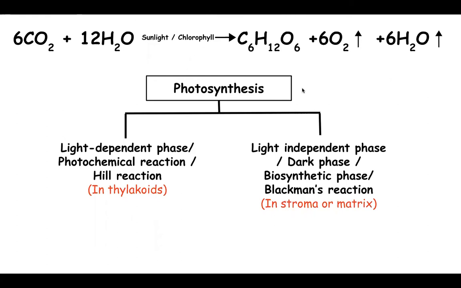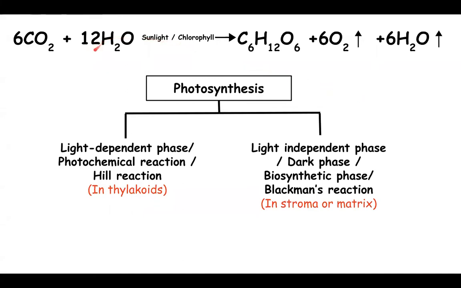sunlight. So if you have to represent it in the equation form, it is written like this: 6 moles of carbon dioxide combined with 12 moles of water in the presence of sunlight and chlorophyll to form glucose, 6 moles of oxygen and 6 moles of water. Please remember, it is very important.